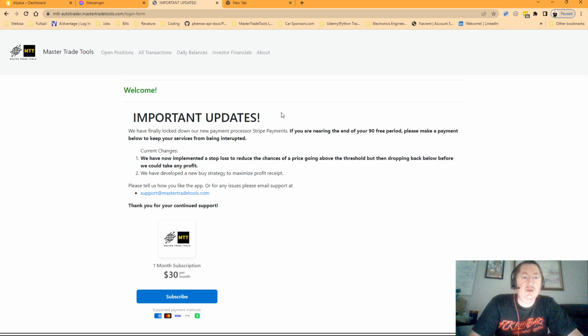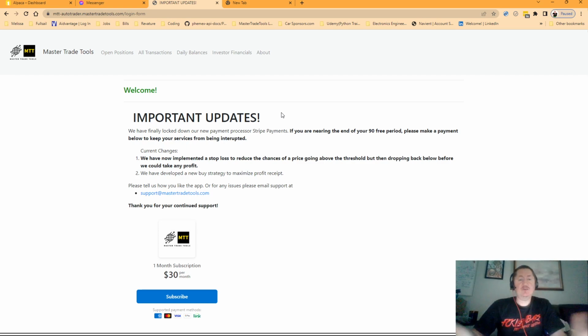So it's definitely necessary for that to happen. Otherwise, the algorithm is not going to be able to do the trading for you, because it won't be able to connect to or pull up your Alpaca account.